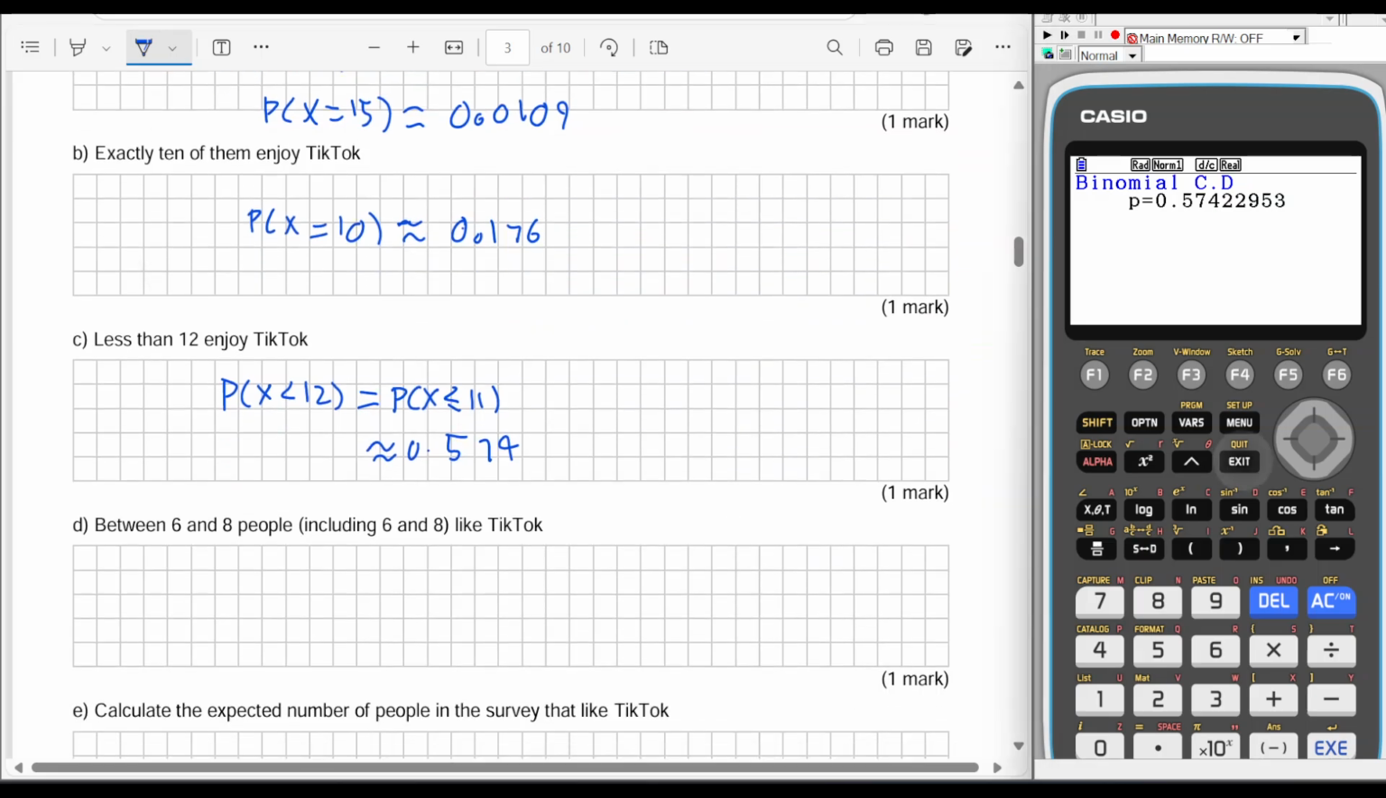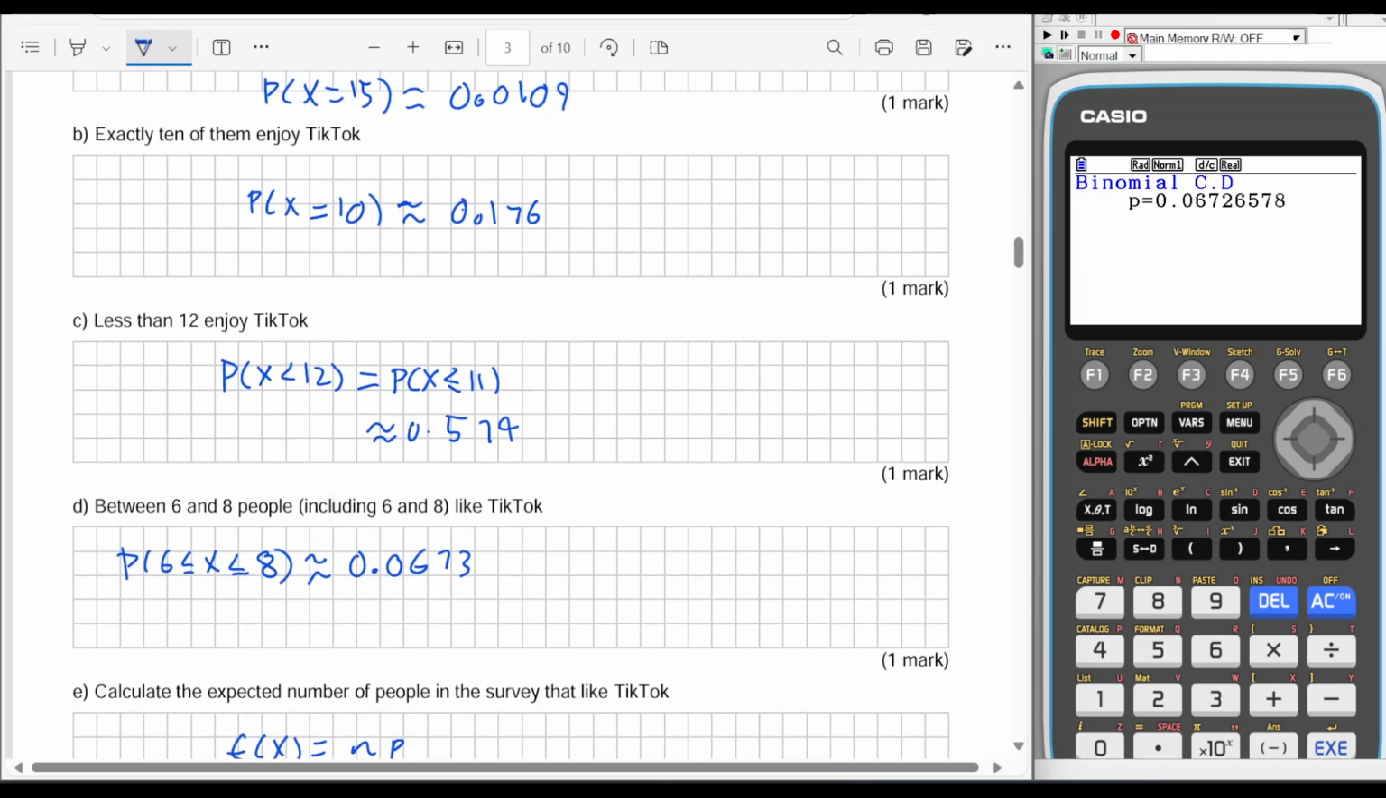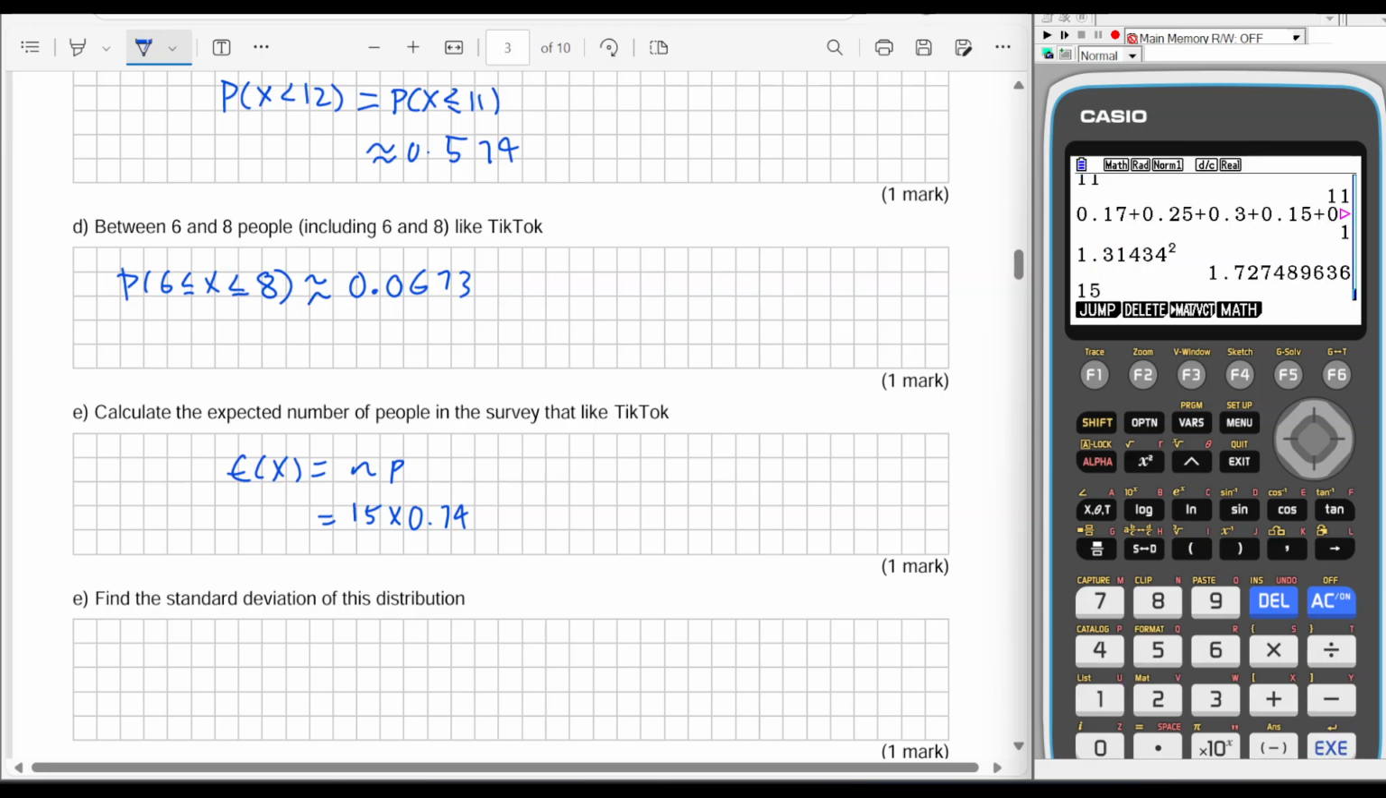Between 6 and 8 people, including 6 and 8. So here's where you would set your lower to 6 and your upper to 8. And we'll execute that, 0.0673. And the probability notation would be 6 is less than or equal to x is less than or equal to 8, including those two numbers. And calculate the expected number of people. So the expected value of x is NP. N was 15 and P was, I think, 0.74. So 15 times 0.74. And that's something that we can just directly work out on the calculator to get 11.1.